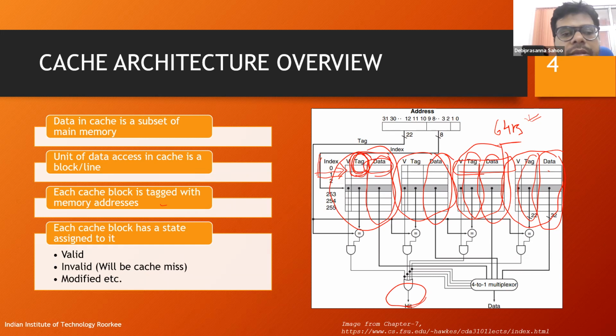So now, given the tags and the data, we also have some control information, and this control information is stored in terms of states of the cache block. In a single level cache and a single core cache, you have three states of a cache data. It can be valid, it can be invalid, it can be modified. So we'll slowly go through building the state machine from scratch.